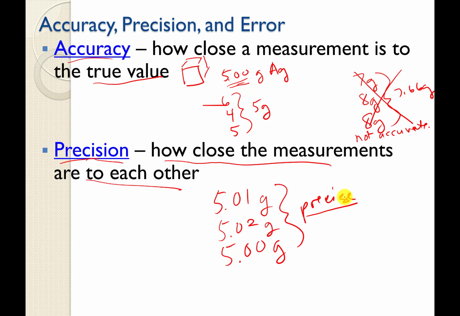Now this happens to be both precise and accurate. This up here happened to be accurate, but not precise. You're only measuring to the ones place. That's not very precise at all. This was not accurate nor precise.